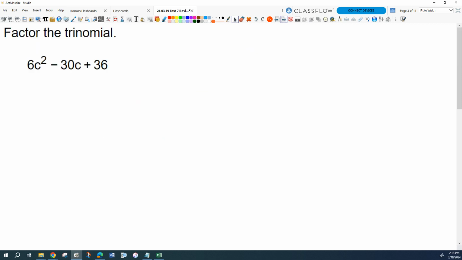Okay, let's look at some trinomials. 3 terms now. 3 terms, well, what do we always do first? GCF, good, very important. If I factor out a GCF here, what is my GCF? 6, yeah, look how much easier that makes it. What's left behind if I undistribute a 6? C squared minus 5C plus 6. Okay, good.